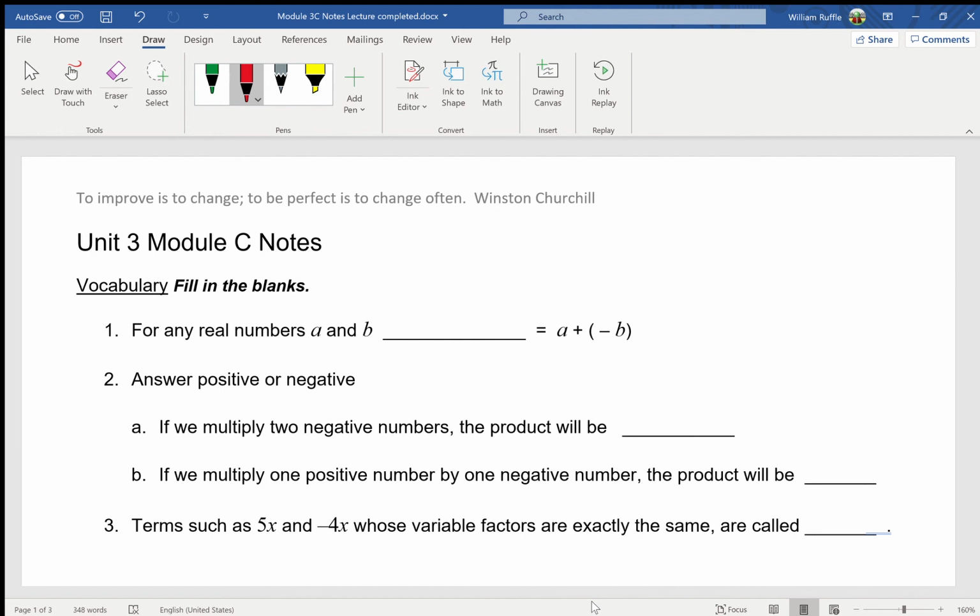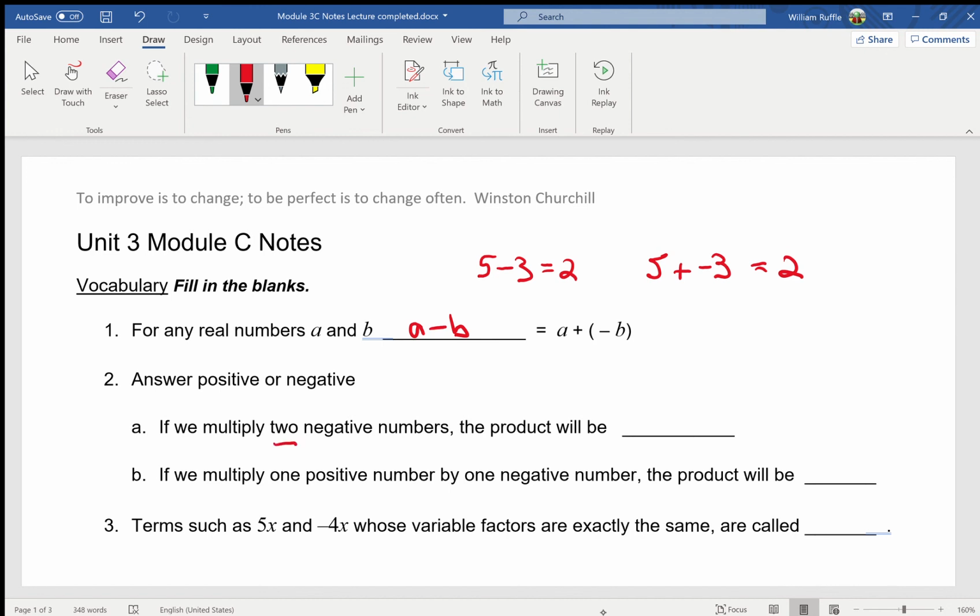We'll start off with the vocabulary. For any real numbers A and B, A minus B is the same as A plus negative B. I will sometimes go back and forth, but these are identical. So if I have 5 minus 3, which is equal to 2, that is the same as 5 plus a negative 3. And that's also 2. So they really just get the same things.